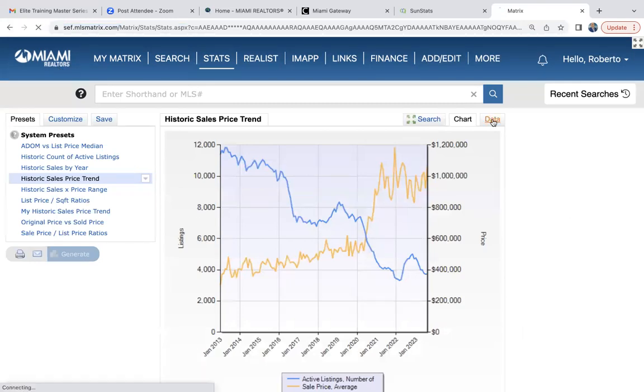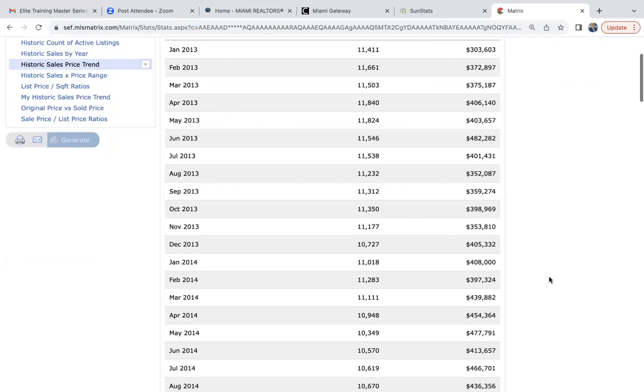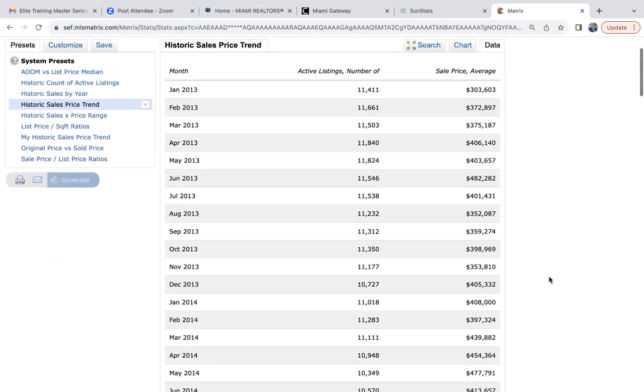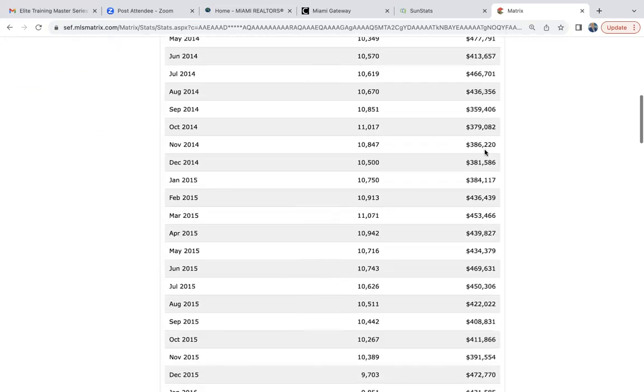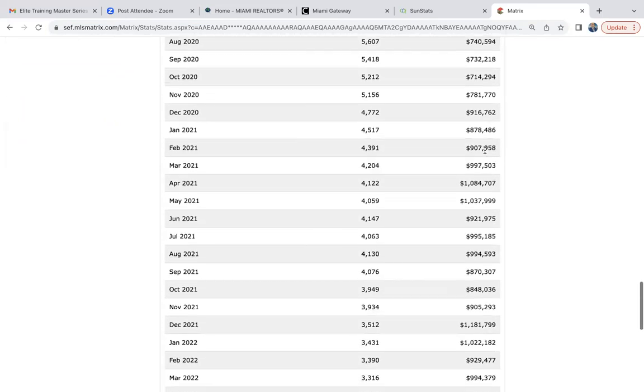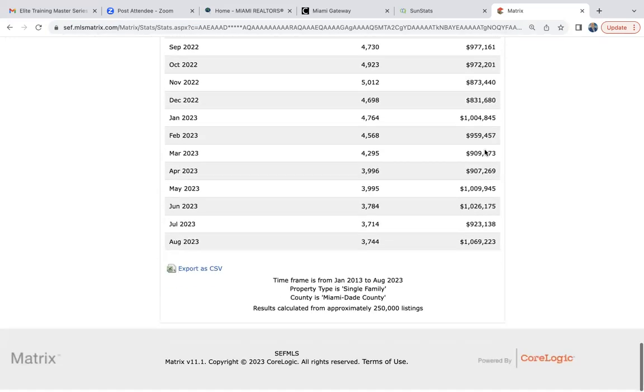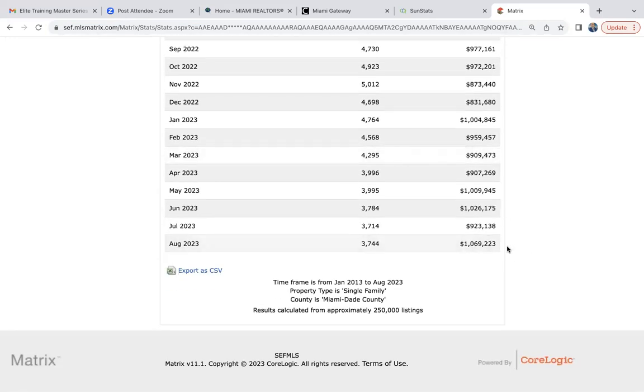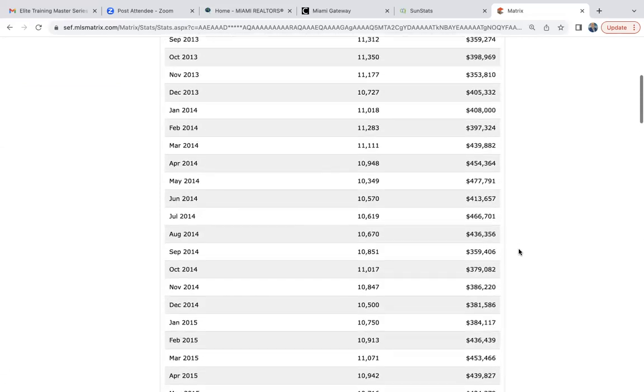All right, so guys, take a look at the data. Here you have your average sales price. We can switch this column to median if we wanted to, okay? All right, so let's take a look at our average sales price in Miami-Dade County, currently at $1,069,000.